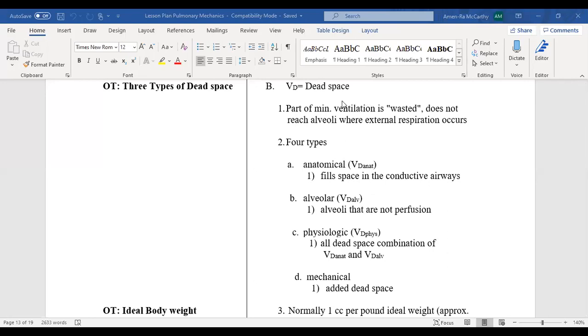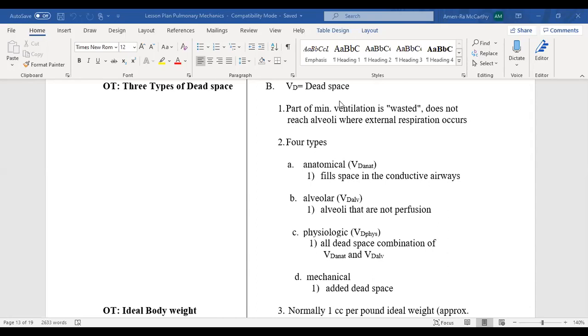VD is dead space. We've already learned so much about it, how to get it. It's the part of the minute ventilation that is wasted, does not reach the alveoli where external respiration occurs. So any of the gas that does not make it to the alveoli is dead space. It is not participating in gas exchange, not participating in the magic, right?